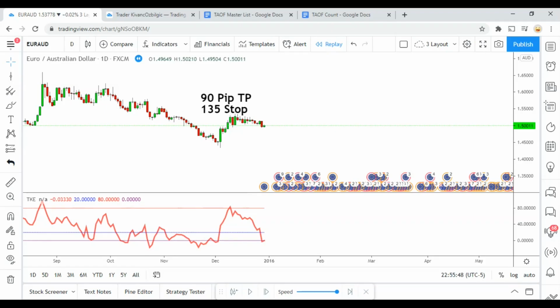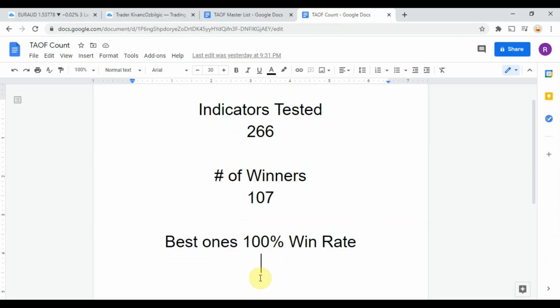All right, as I said, today we will be testing the TKE indicator. Before we do though, I wanted to put the indicator scoreboard up for everyone to see. So, to date, we have tested 266 indicators, and out of those 266 indicators, 107 of them have been winners, which means that they have met or exceeded the 60% win-loss ratio threshold that we have set for them. The best ones so far were able to achieve a 100% win rate.